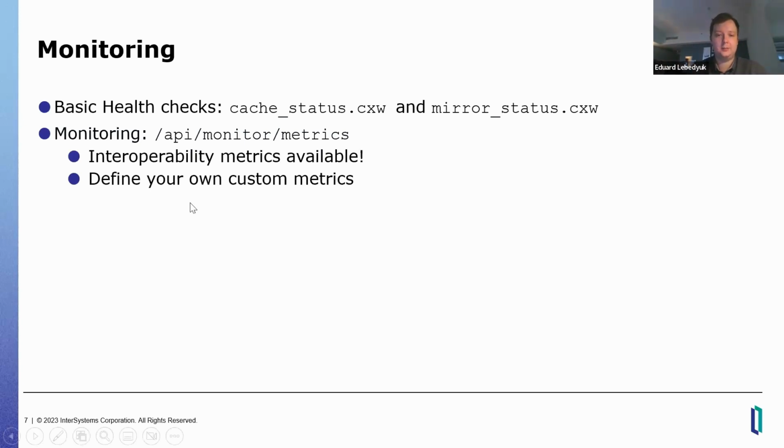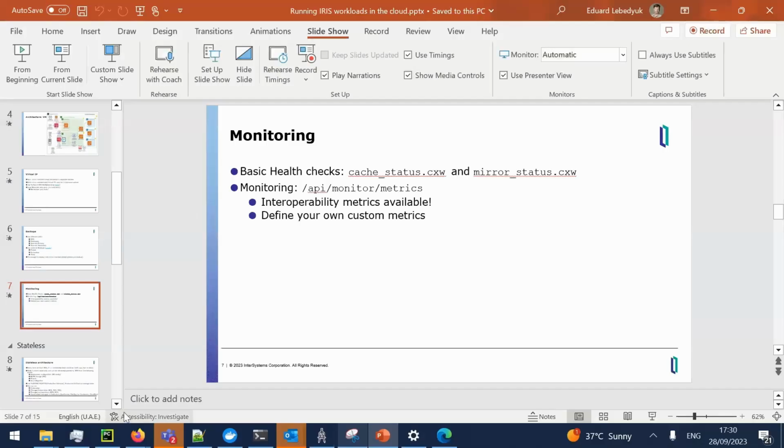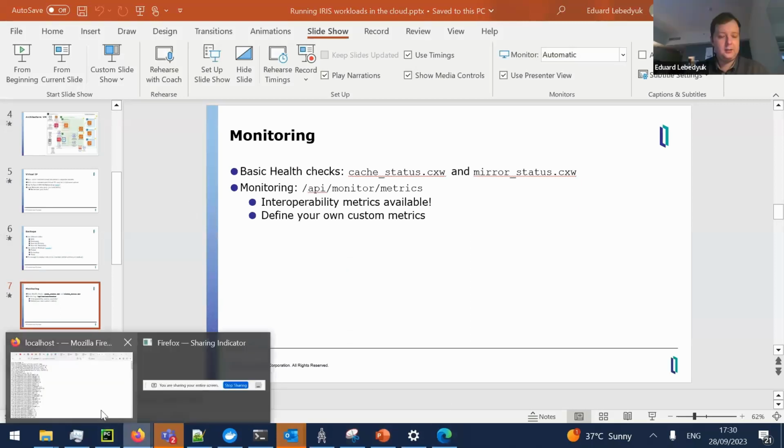So that would be a custom metric. Yeah. Any other questions? Yeah, out of the box, does that include basic VM metrics like CPU utilization and RAM utilization? Do you know?